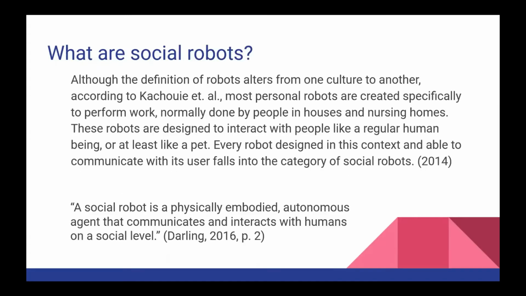So we can begin with making the definition of social robots. Although the definition of robots alters from one culture to another, one country to another, it can simply be defined as: a social robot is a physically embodied autonomous agent that communicates and interacts with humans on a social level, as Kate Darling states.